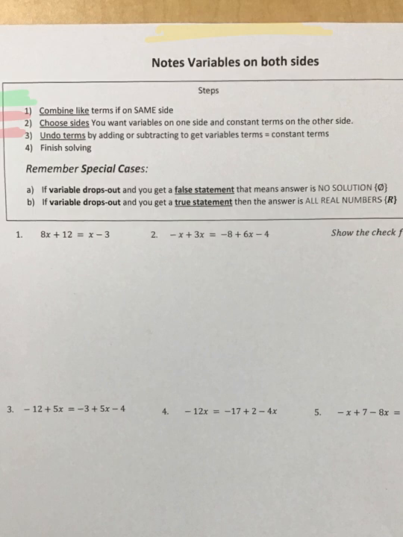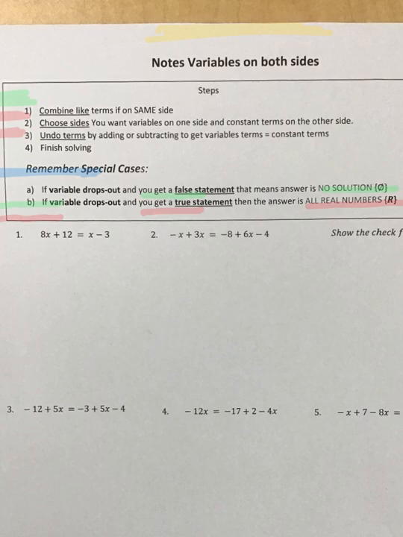And then don't forget, we also have some potential special cases. Remember, if the variable happens to drop out and you get a false sentence, that is no solution. If the variable drops out and you get a true sentence, that means all real numbers. Those cases sometimes happen, so we need to be aware of them. So let's look at problem number 1.